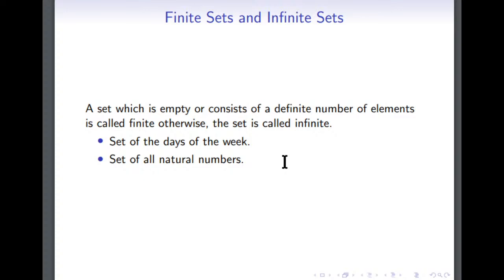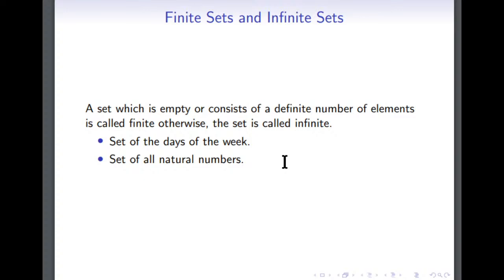Let's have some examples. First of all, the set of the days of the week. You can count the elements in this set. Monday, Tuesday, Wednesday, Thursday, Friday, Saturday and Sunday. There are 7. So there is a definite number of elements in this set. That's why it is a finite set.